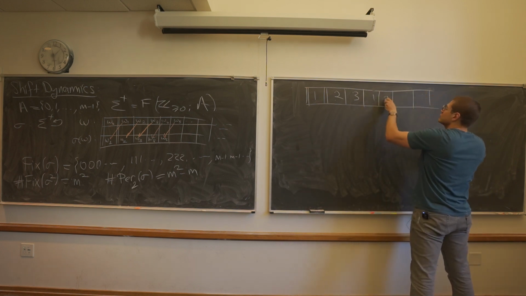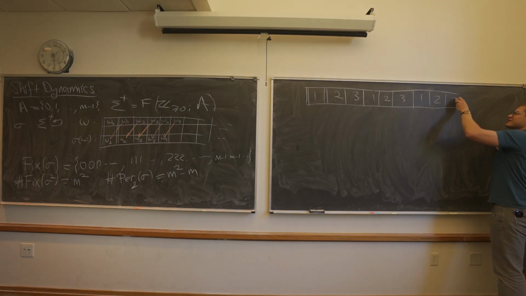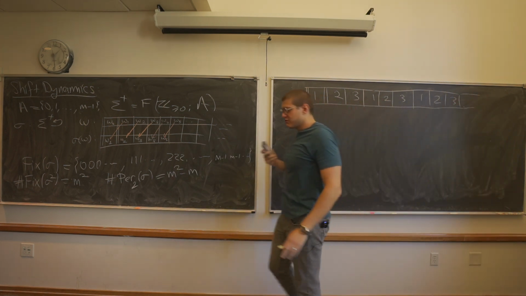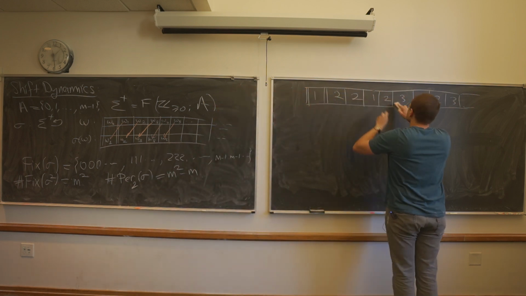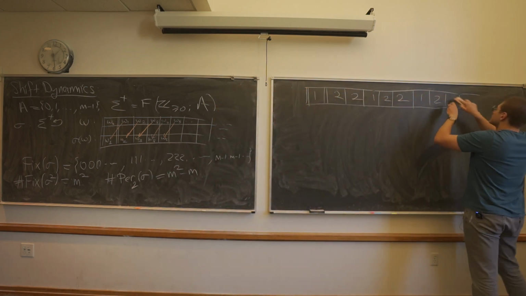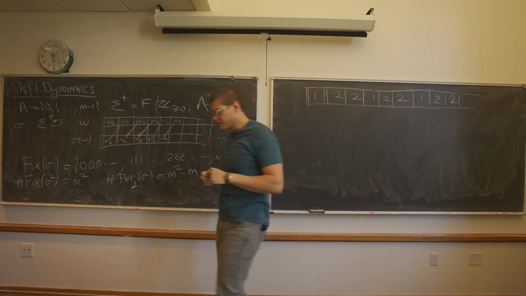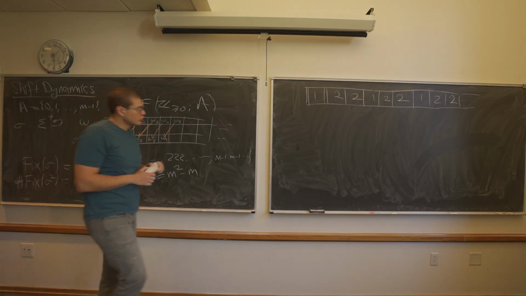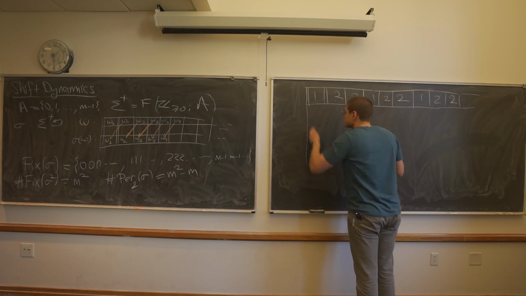So 1, 2, 3, 1, 2, 3. I claim this is a period 3. I guess it doesn't matter. Let's do 1, 2, 2, actually. It goes 1, 2, 2, 1, 2, 2. I'm saying that this is a period 3 point. So if I were to apply the shift once, I get, let me just draw this.